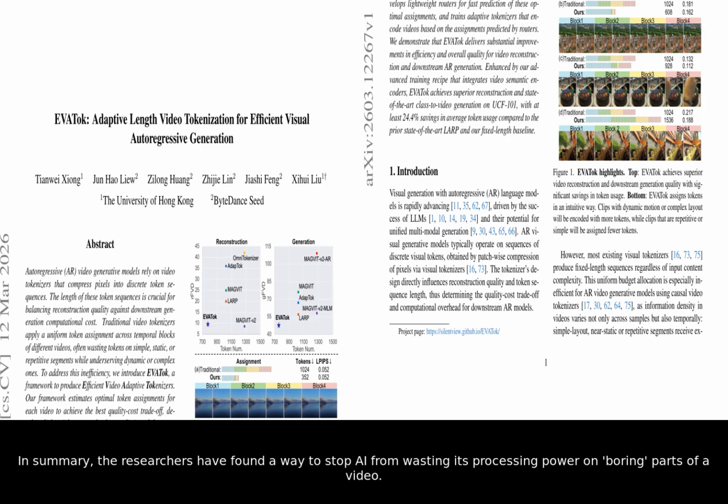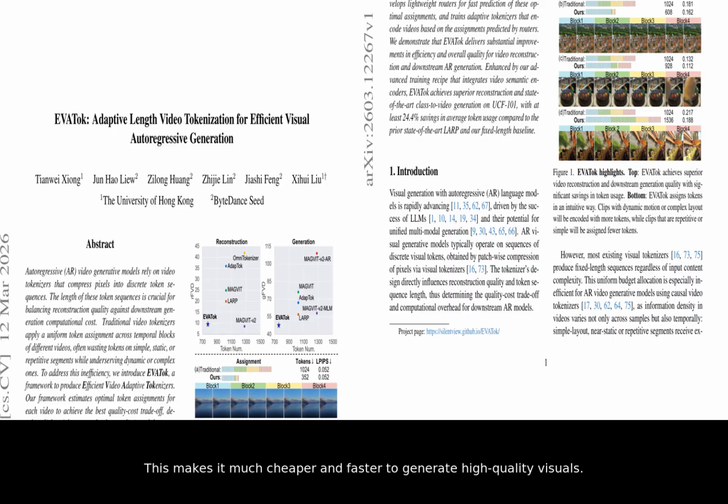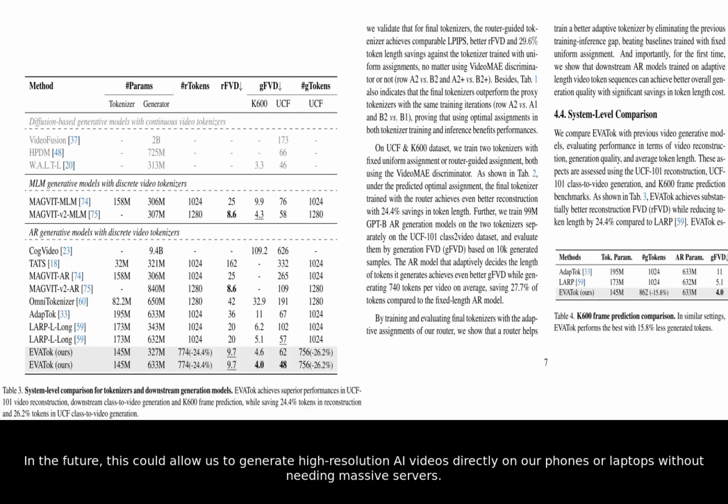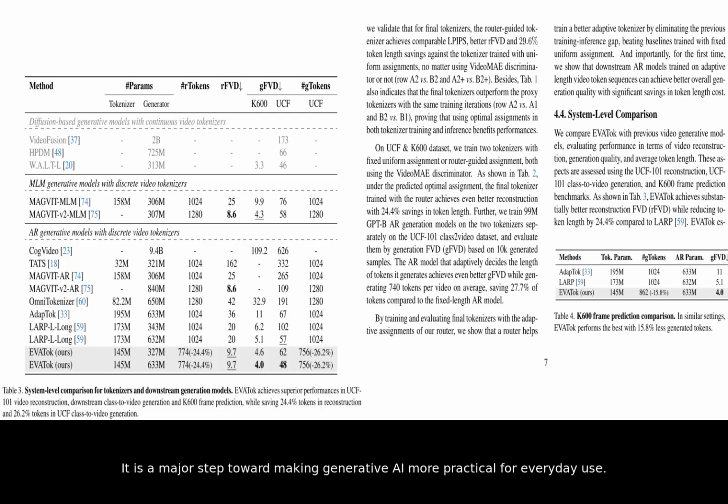In summary, the researchers have found a way to stop AI from wasting its processing power on boring parts of a video. This makes it much cheaper and faster to generate high-quality visuals. In the future, this could allow us to generate high-resolution AI videos directly on our phones or laptops without needing massive servers. It is a major step toward making generative AI more practical for everyday use.